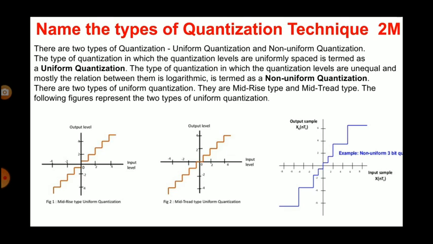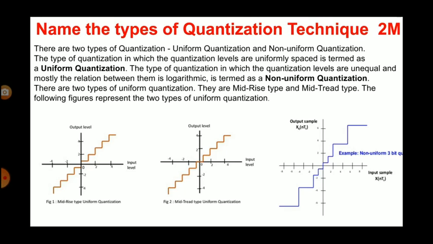Name the types of quantization technique. There are two types of quantization: uniform quantization and non-uniform quantization. The type of quantization in which quantization levels are uniformly spaced is uniform quantization. The type in which the quantization levels are unequal, and mostly the relation between them is logarithmic, is termed non-uniform quantization. There are two types of uniform quantization: mid-rise type and mid-tread type.